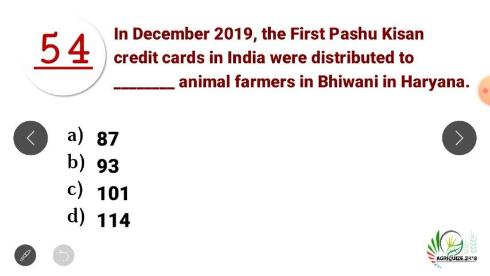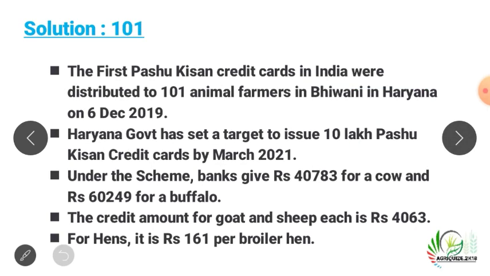Question 54. In December 2019, the first Pashu Kisan credit cards in India were distributed to option 1, 101 animal farmers in Bhiwani in Haryana. The first Pashu Kisan credit cards in India were distributed to 101 animal farmers in Bhiwani in Haryana on 6 December 2019. Haryana government has set a target to issue 10 lakh Pashu Kisan credit cards by March 2021. The credit amount for goats and sheep each is Rs 4063, for hens it is Rs 161 per broiler hen.